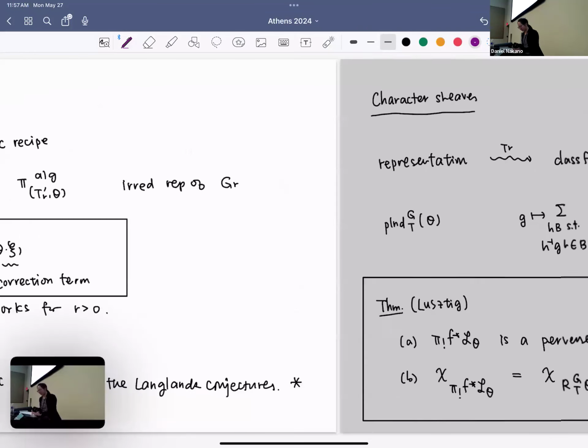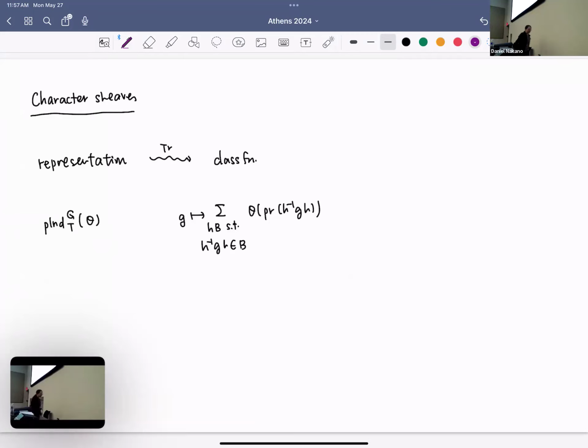So here's the classical theory of character sheaves by Lusztig in the 1980s. Let me explain the first pass of this theory in what I view as a very elementary way. We have this parabolic induction that I defined very early on, and in representation theory 101, you learn what the character of this is. It's a class function given by an extremely explicit formula. So what do you want to do in character sheaves? You might ask, is there a sheaf version of this representation?